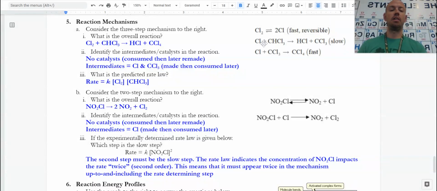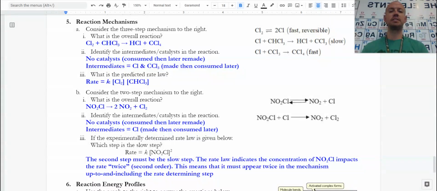We have Cl reacts with CHCl3 to make HCl and CCl3. We have Cl plus CCl3 makes CCl4. In this one, it tells us what's fast and slow, and over here it doesn't. So we'll see how those two things are different. Some important pieces here are where we need to support an overall reaction. We need to support a predicted rate law.